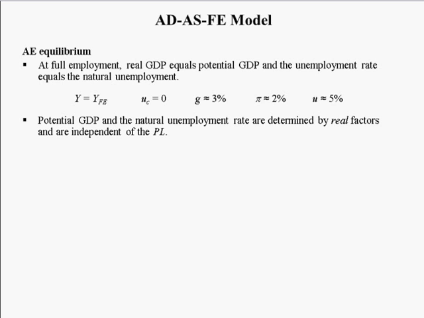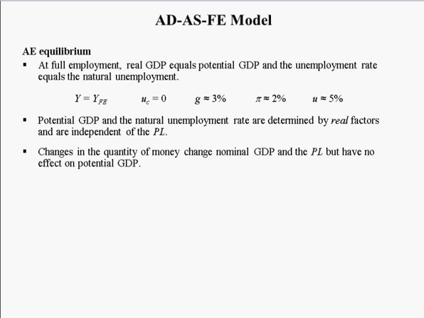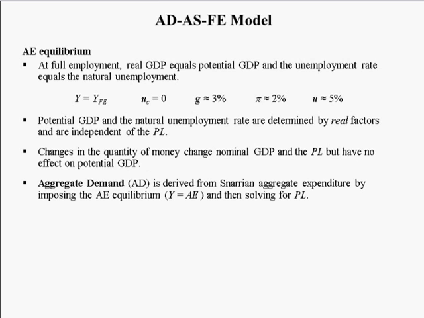Potential GDP and the natural unemployment rate are determined by real factors and are independent of the price level. Changes in the quantity of money change nominal GDP and the price level, but have no effect on potential GDP.